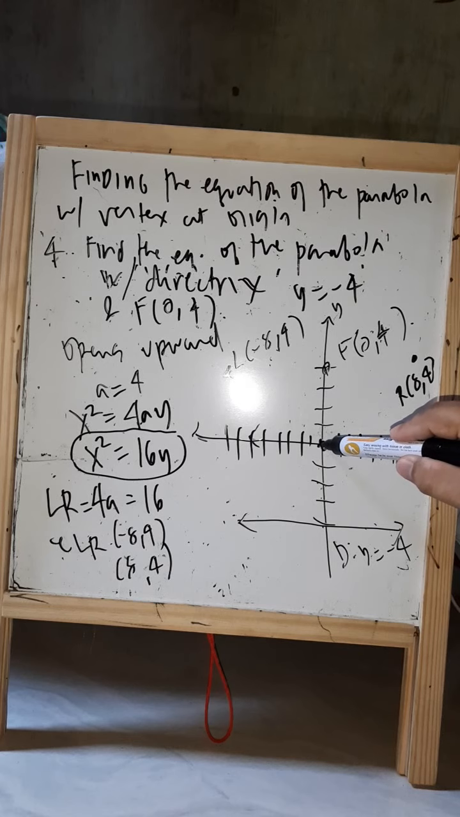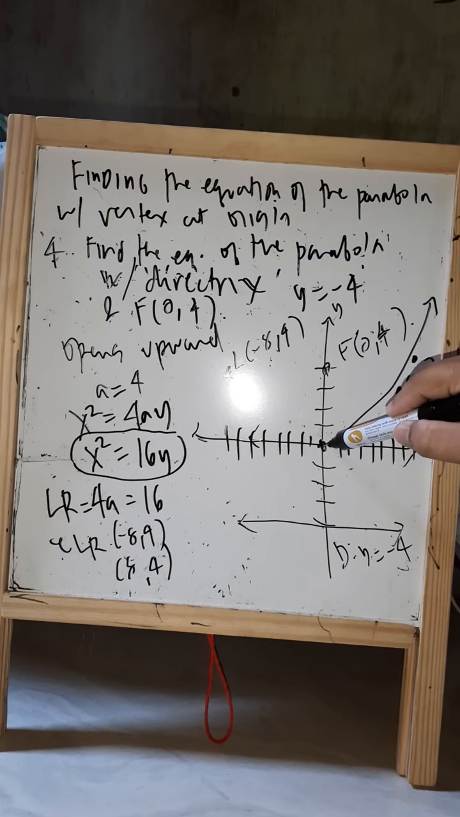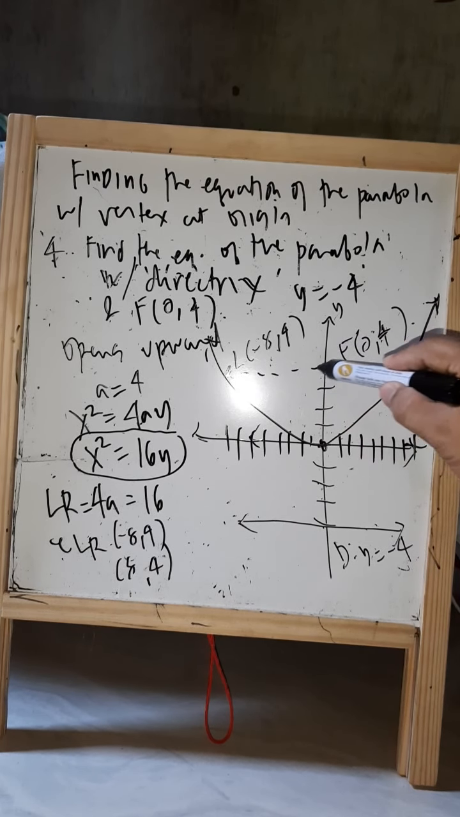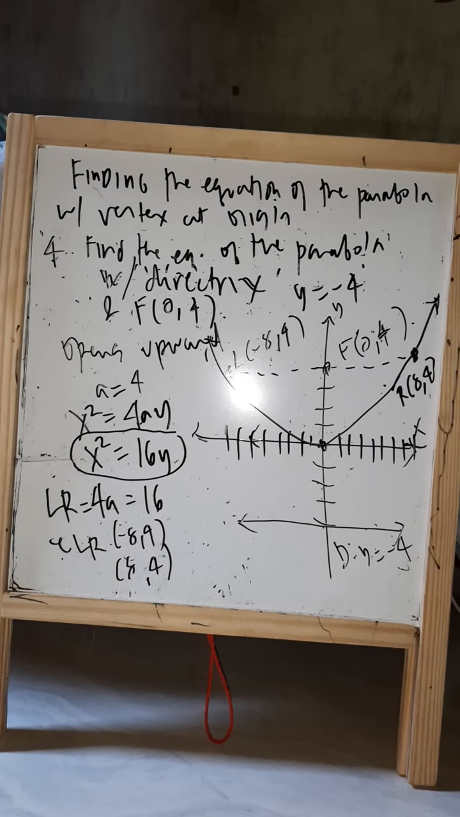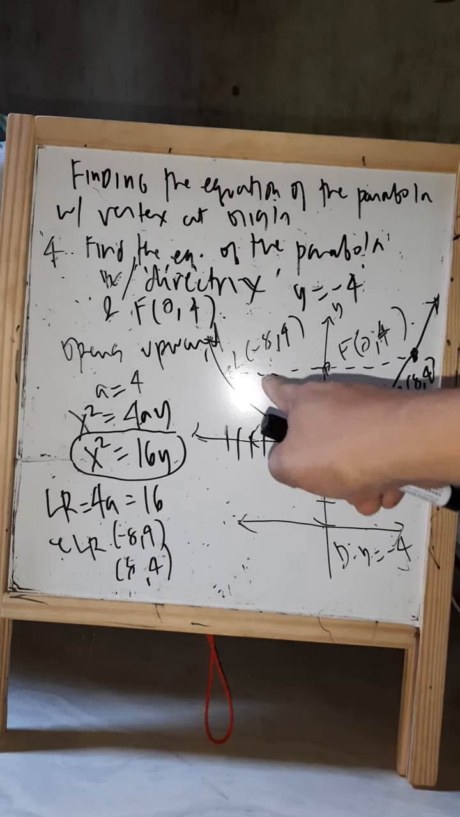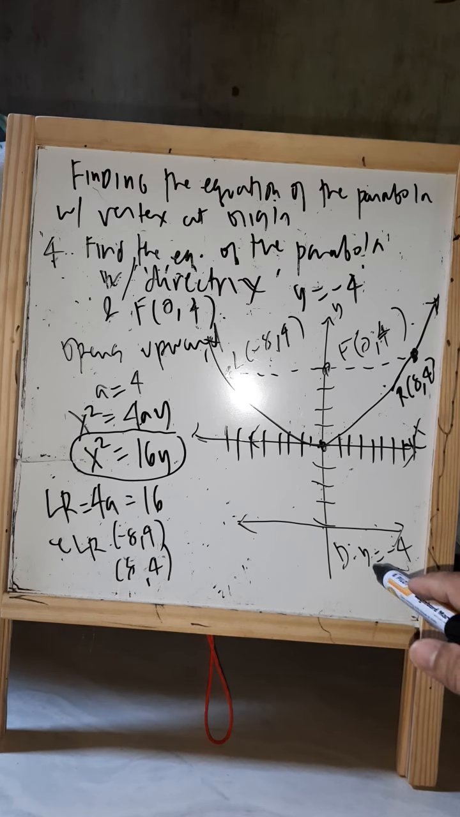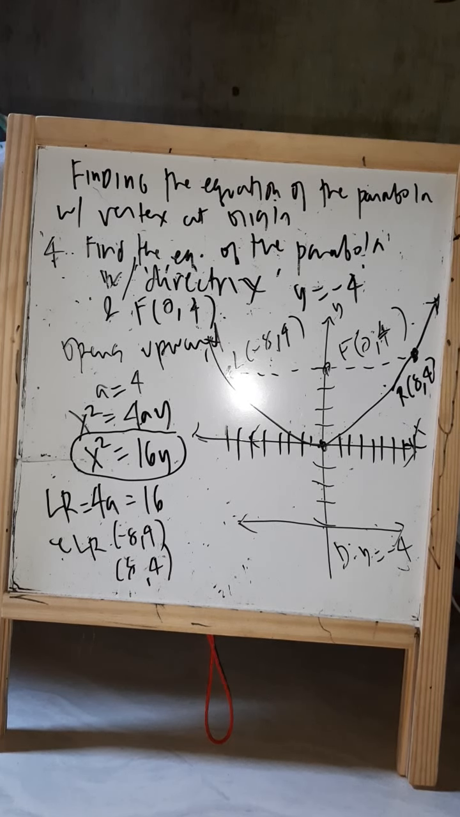If you connect the endpoints of the latus rectum through the vertex, then this is now the graph of the parabola. It opens upward, wherein the focus is at (0, 4). The length of the latus rectum is 16, 8 plus 8. The endpoints of the latus rectum are (-8, 4) and (8, 4), and the directrix is y equals negative 4.